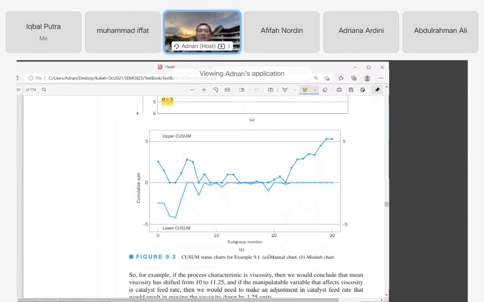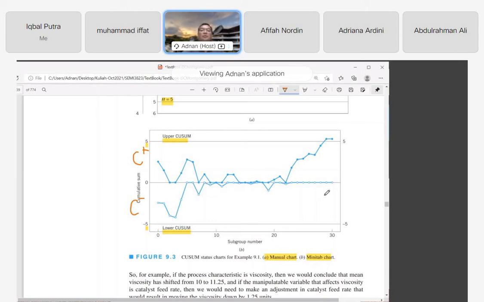This was done manually using the bar charts, now this is what is produced by Minitab. You have the upper CUSUM and lower CUSUM, they call it. It's the same thing. So this is basically the same as C plus. On this side is C minus. You have the same points, up and down, up and down.